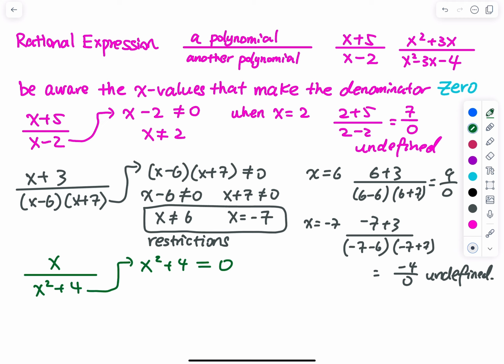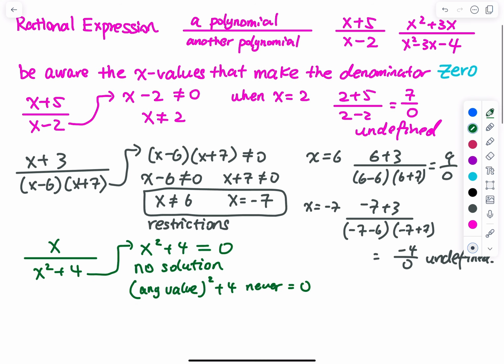So that means x squared plus 4 will never equal 0, right? If you want me to solve x squared plus 4 equals 0, this one has no solution. You square any value, you add 4 to it, it can never equal 0.